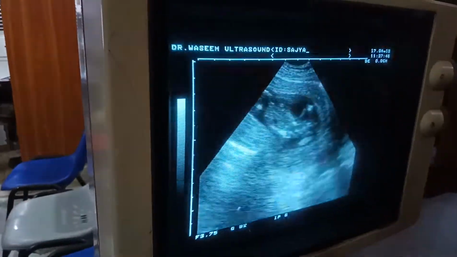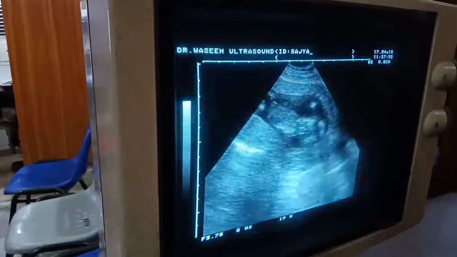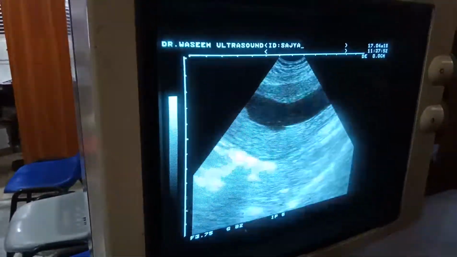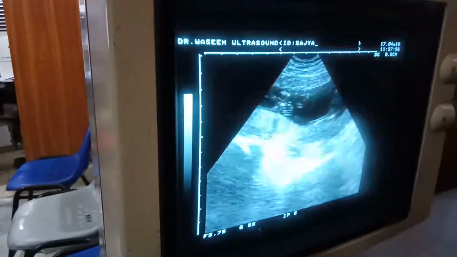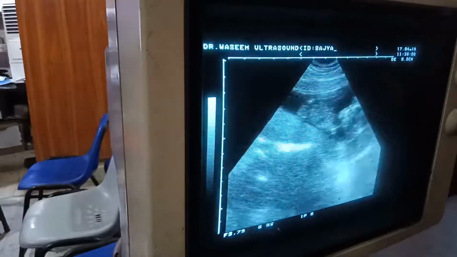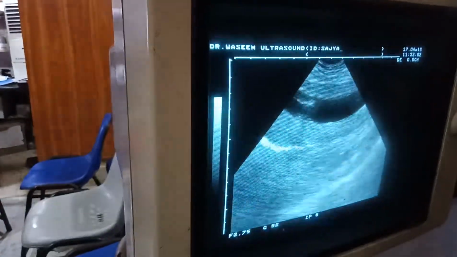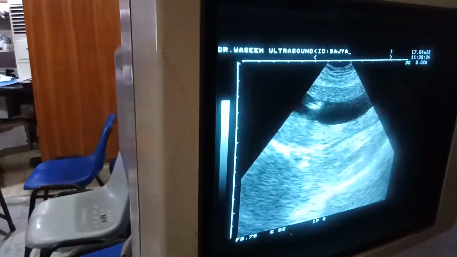And the second thing we see is the cardiac activity. Yes, the heartbeat is there. It is good. And this black is the amniotic fluid, and this is the femur of the fetus. So here is the femur? Here, okay, yes. This white one is the femur of the fetus.